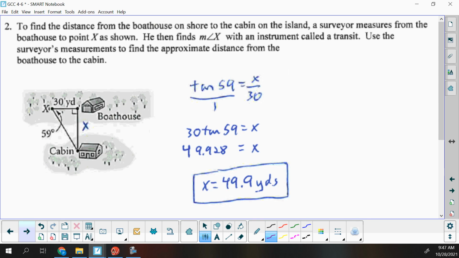Number 2, we wanted from the boathouse to the cabin, so call that x. From our degree value we have, this is the opposite, this is the adjacent, so we're going to use tan. Tan of 59 is x over 30. Cross multiply, after the cross multiplying, x is by itself, so just type in. We wanted to the nearest tenth, and we had units in this case, so we had to put yards in.